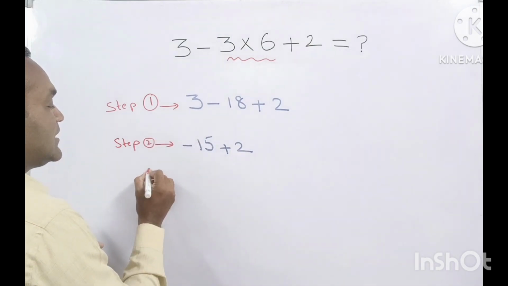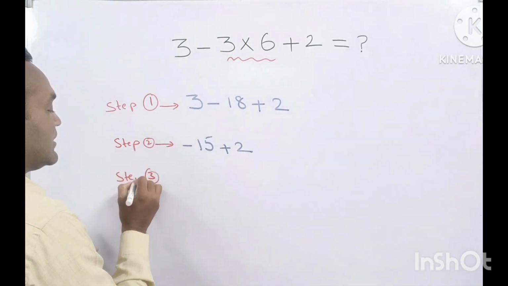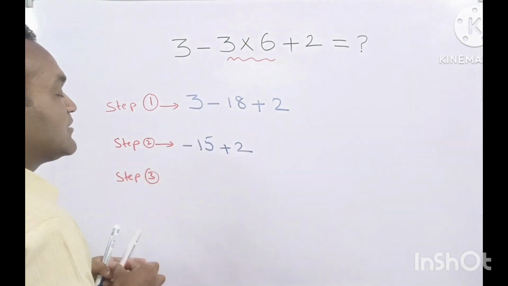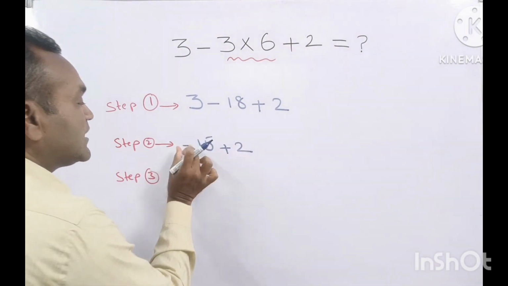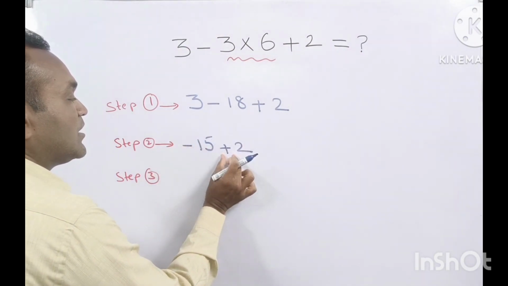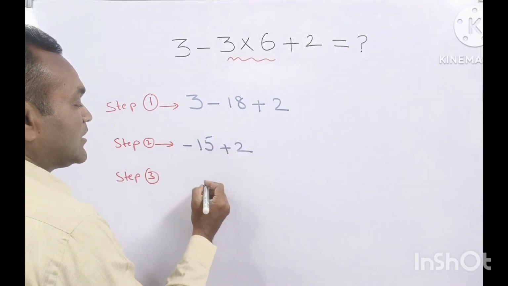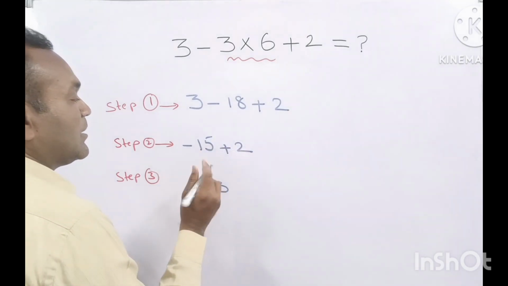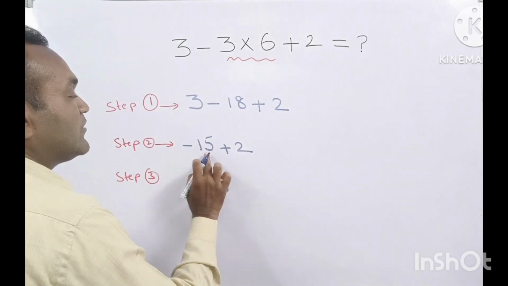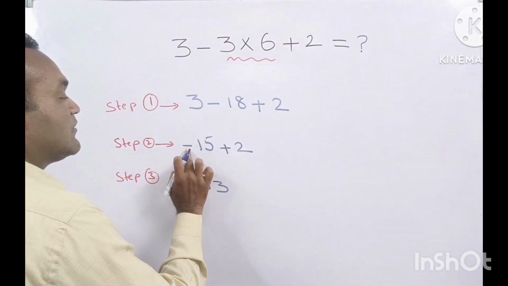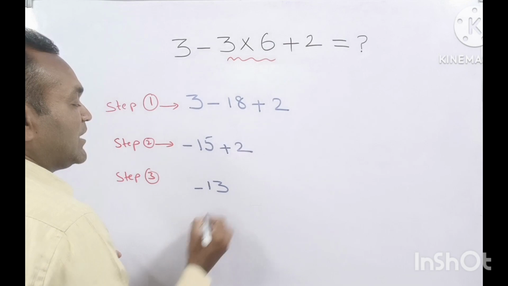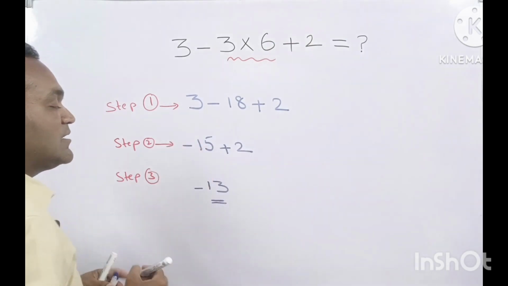Now the next is step number 3. Minus 15 plus 2. One is negative, the other is positive. So we will subtract first. 15 minus 2, it will be 13. And which is the bigger number? 15. And what is the sign of 15? Minus. So this is minus. Your final answer is minus 13.